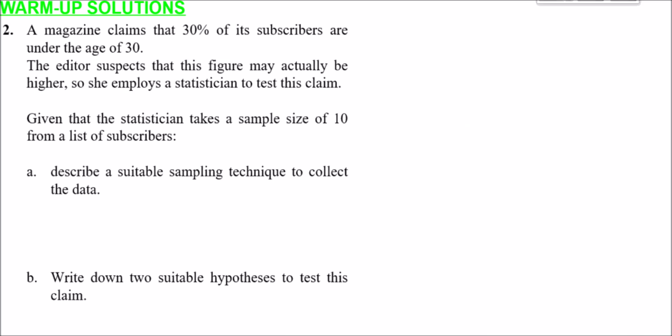Question 2. We have a magazine claiming that 30% of its subscribers are under the age of 30. The editor of the magazine suspects this figure may actually be higher, so she employs a statistician to test this claim. Given that the statistician takes a sample size of 10 from a list of subscribers, we need to describe a suitable sampling technique to collect the data. Now, 10 isn't a big sample, so to make it completely fair and unbiased, the main thing we need to do here is to make sure the sample is random.